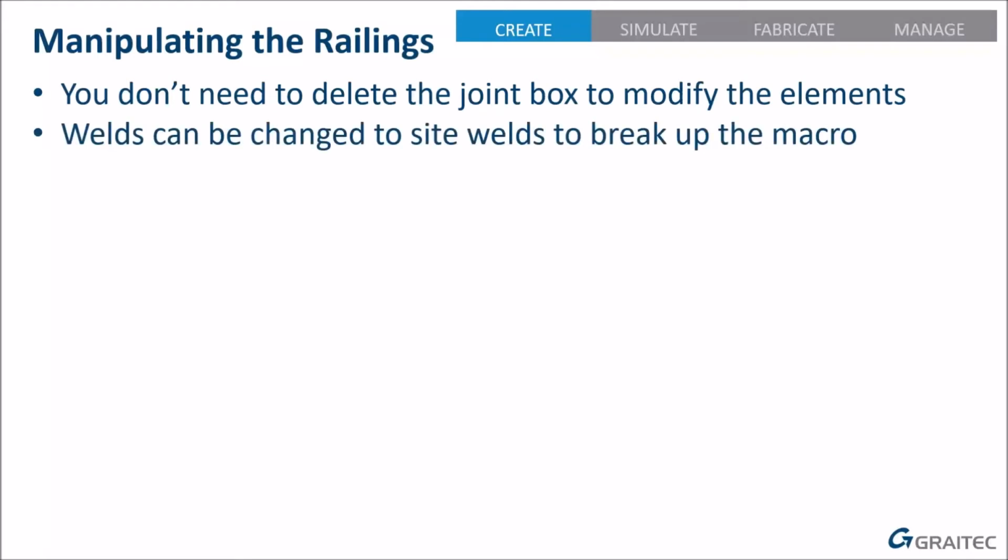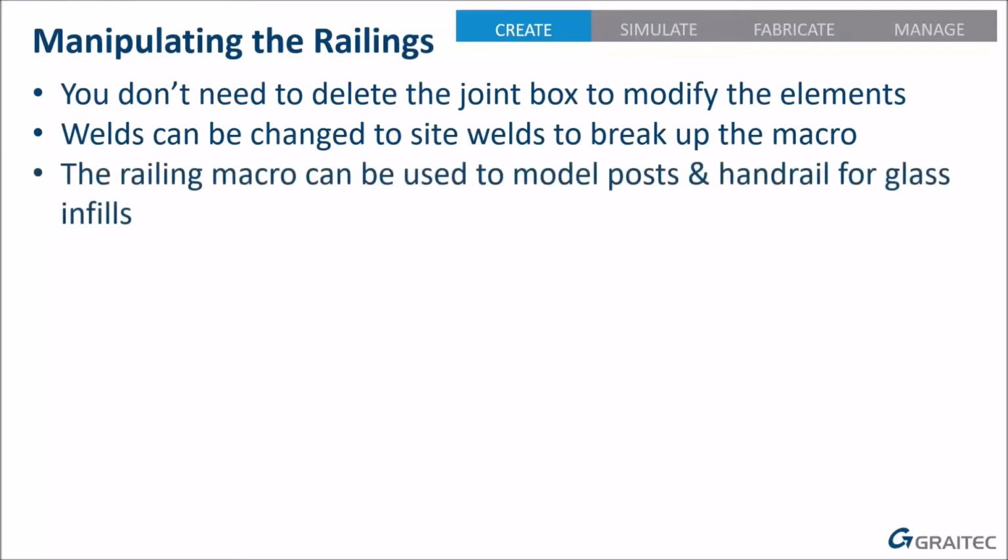You can change welds created by the railing joint. They're all available to edit. So if you click on the weld, you can change it from a shop weld to a site weld. That will help you break the railing into separate lengths.